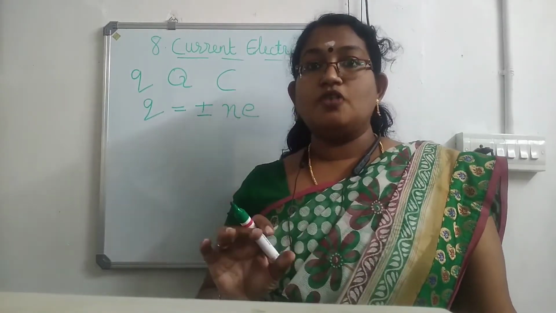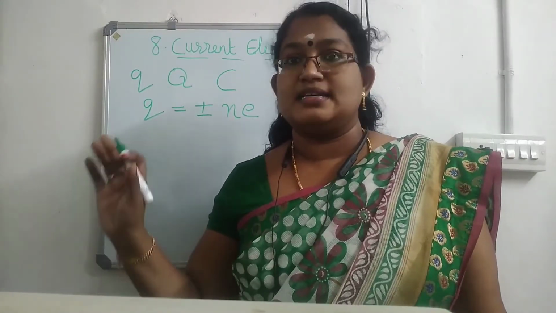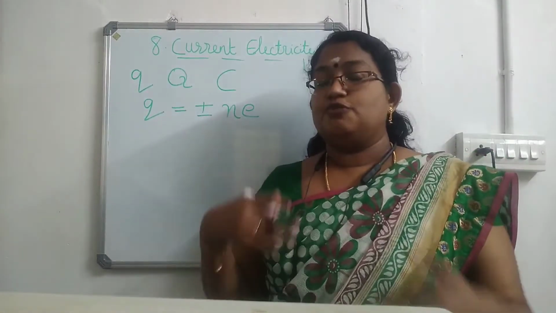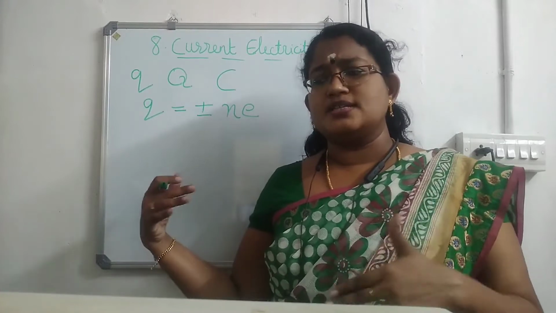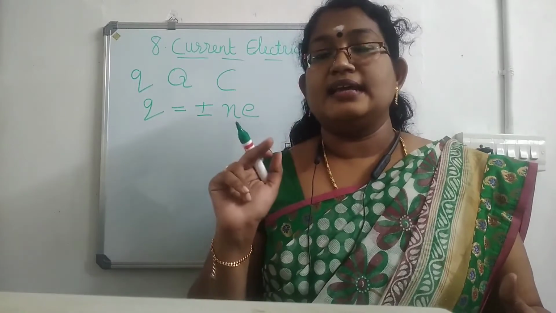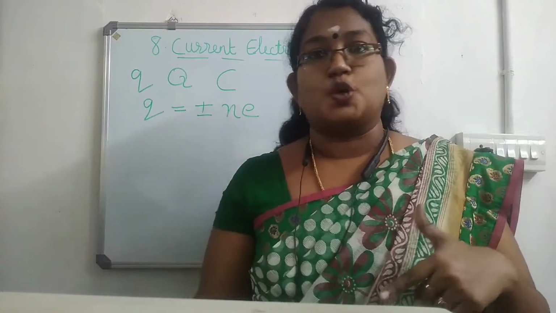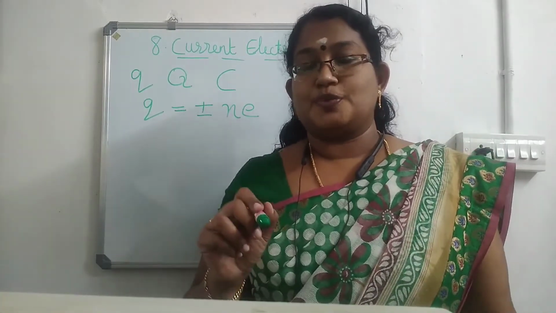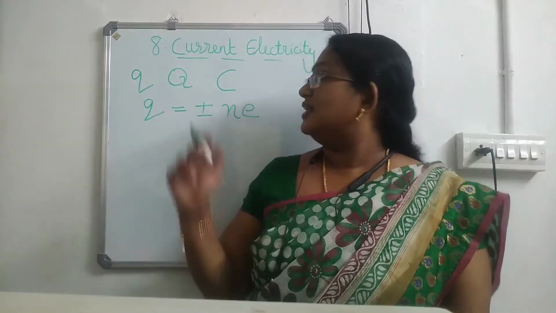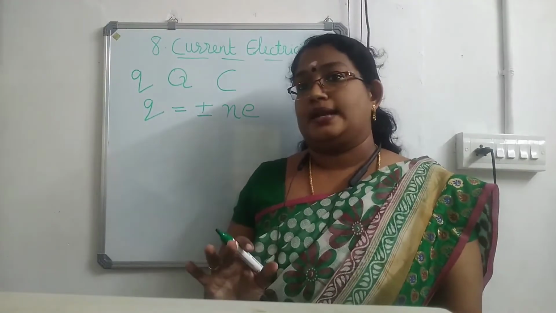The magnitude of charge of an electron is 1.6 into 10 raised to minus 19 coulomb. We are putting a minus sign to represent that it is an electron. If it is a proton, 1.6 into 10 raised to minus 19 coulomb itself is the charge, but there the plus sign will be there because number of protons are more. So if number of protons are more, plus sign. If number of electrons are more, minus sign. But the magnitude of the charge of an electron as well as the charge of a proton are equal.